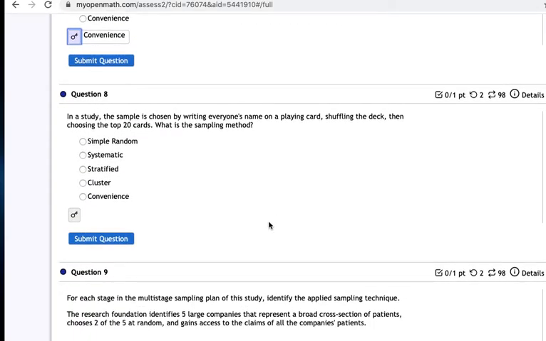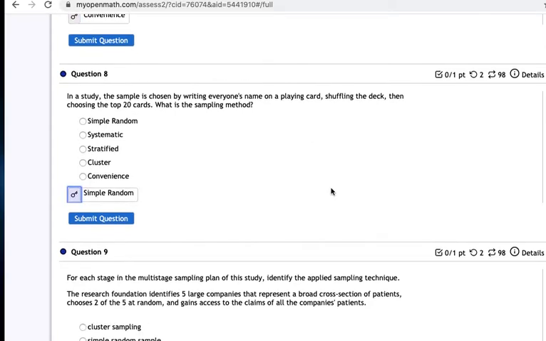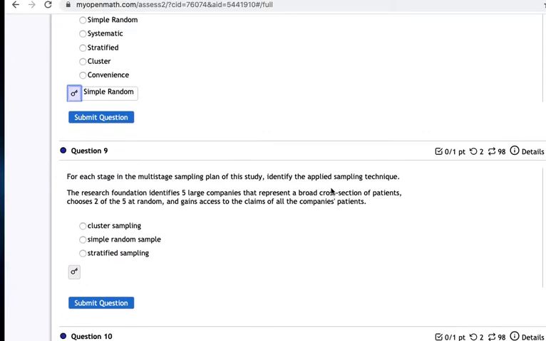Okay, how about this next one? In a study, the sample is chosen by writing everybody's name on a playing card, shuffling the deck, then choosing the top 20. Like you're shuffling the deck, it's a totally random sample. I believe that's going to be simple random. And it is. That's good. Let's look at this next one. The Research Foundation identifies 5 large companies that represent a broad cross-section of patients. Choose 2 of the 5 at random, then gain access to the claims of all of the company's patients.